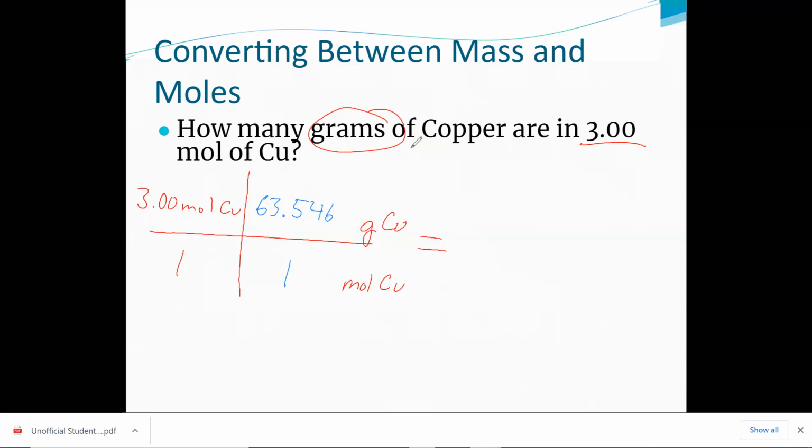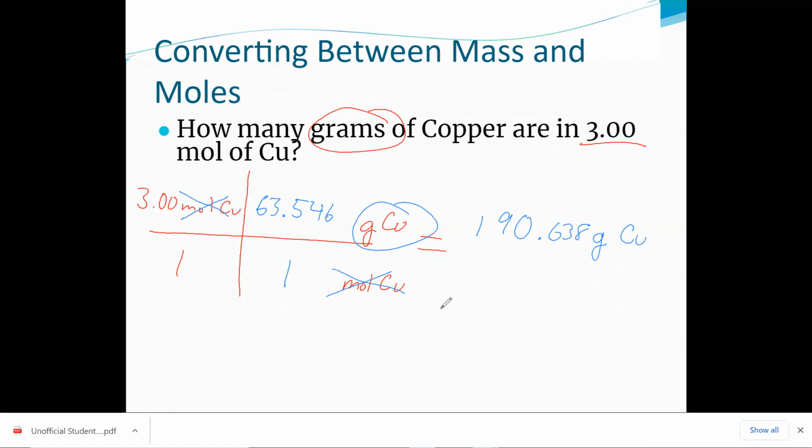Then we're going to plug that multiplication into the calculator, divide by everything that's on the bottom, cancel our units, and get an answer. When I plugged that into a calculator, I got 190.638 grams of copper. Because again, this is going to cancel out with this. Grams is going to be our final unit. Anything divided by 1 is going to be itself.